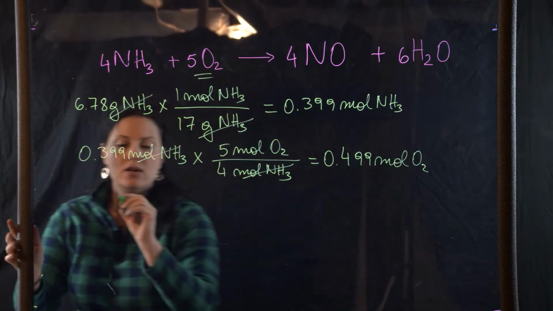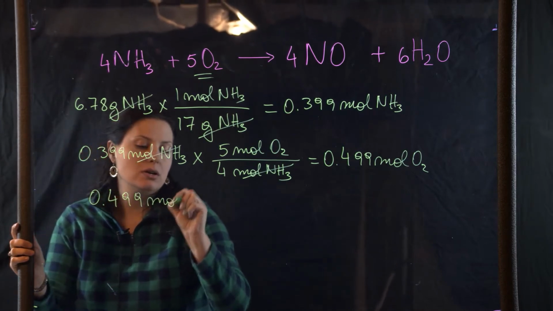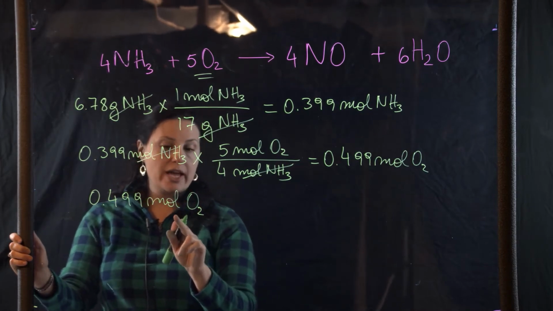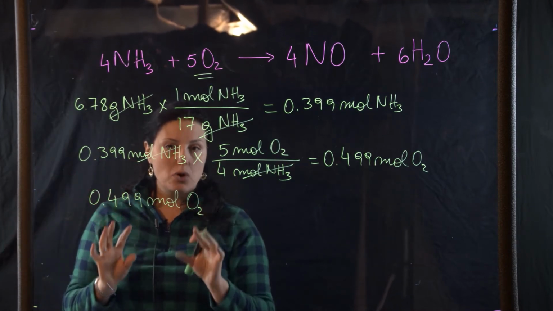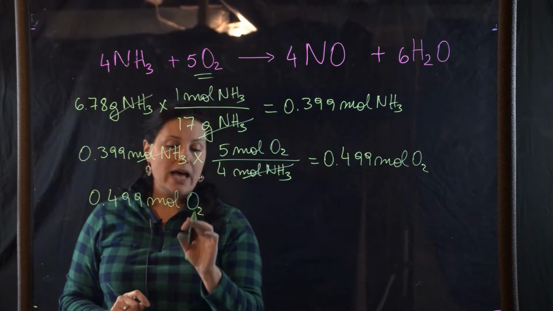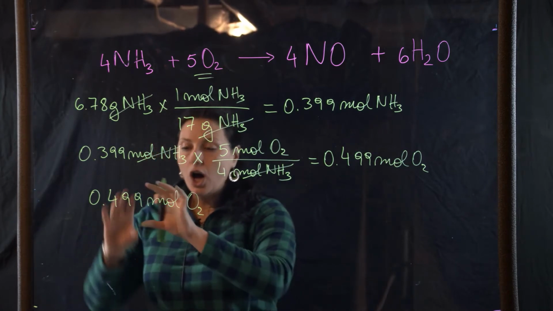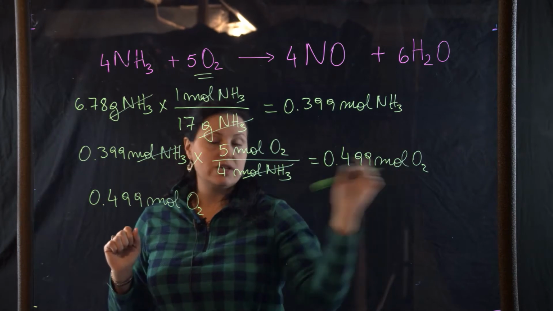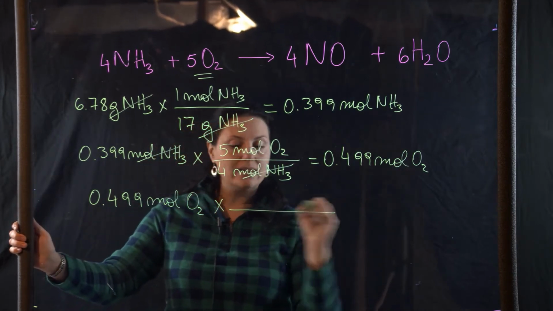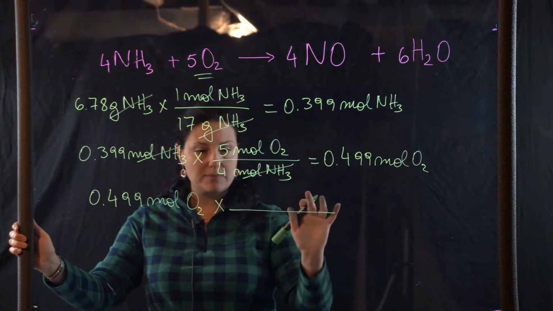So I have 0.499 moles of oxygen, and I want to convert this to grams. Never start with a molar mass. I have stressed this and will stress it till I'm blue in the face. Do not start with the molar mass because then you'll always get the wrong answer. Always start with the amount that you're given, which is what we calculated up here. Then I want to write the molar mass of oxygen in such a way to get rid of my moles and have grams on the top.